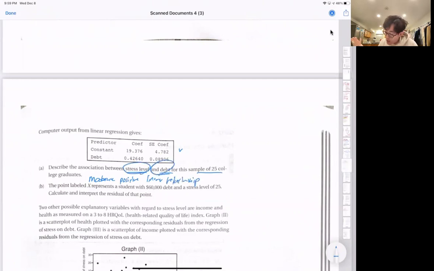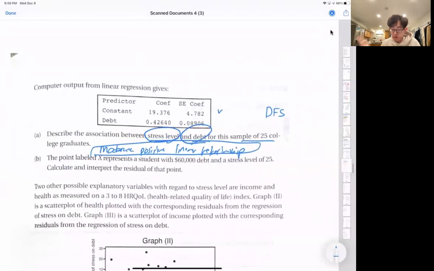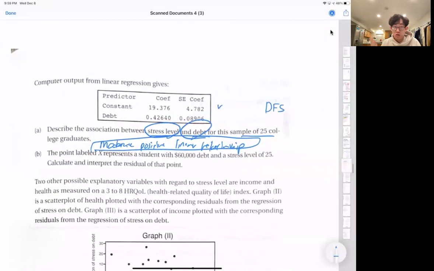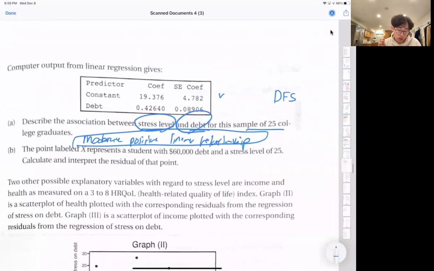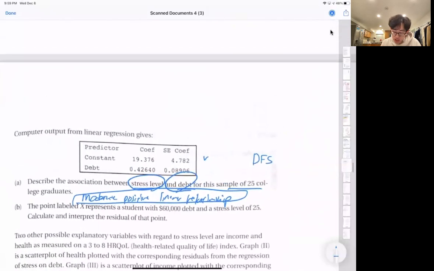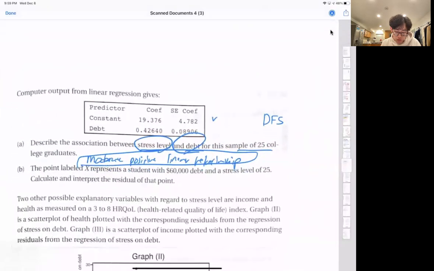And I believe for part A, yeah, the linear, moderate, and positive, that's what they said. This is your DOFs right there. And in this case, we usually eliminate the O's because outliers are never really mentioned. So moderate, positive, linear relationship between these two statistics. The point labeled X represents a student with 60,000 debt and stress level 25. Calculate and interpret the residual.